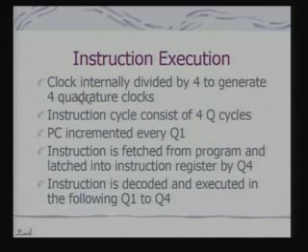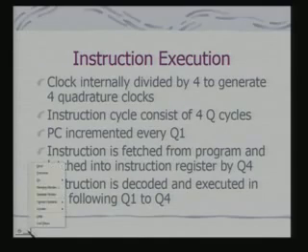So, the clock is internally divided by 4 to generate 4 quadrature clocks. So, an instruction cycle consists of 4 Q cycles. The PC is incremented every Q1. The instruction is fetched from program memory and latched into the instruction register by Q4. An instruction is decoded and executed in the following Q1 to Q4.